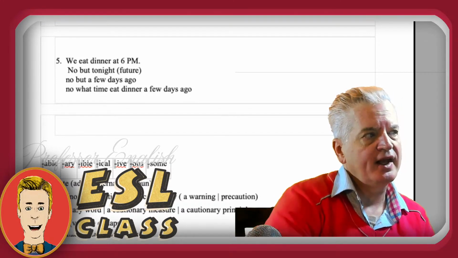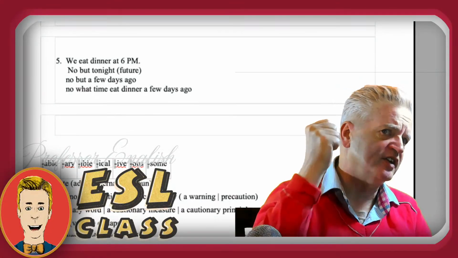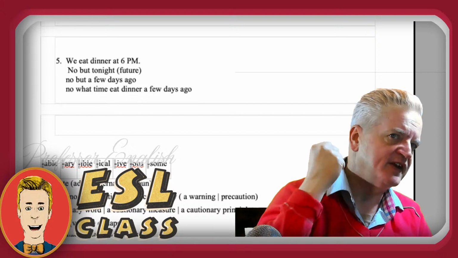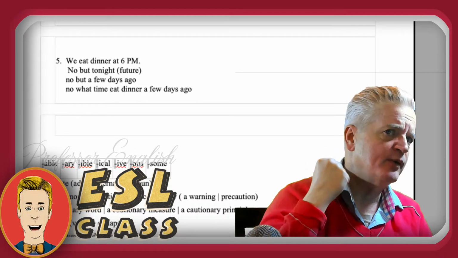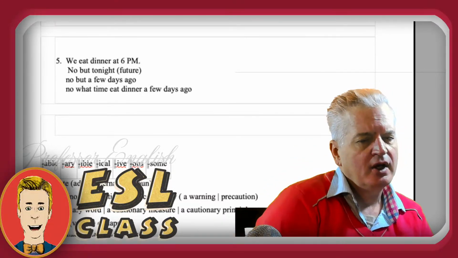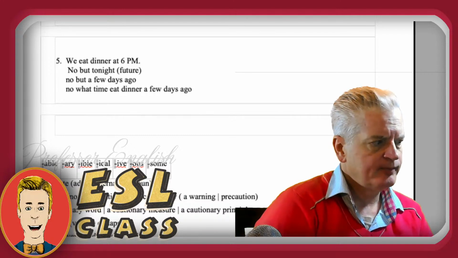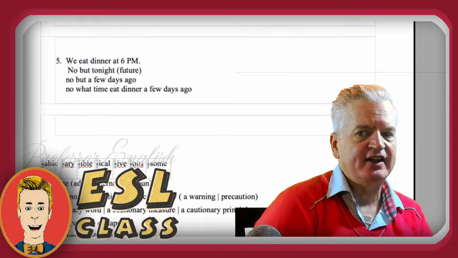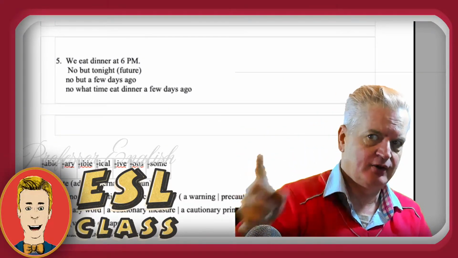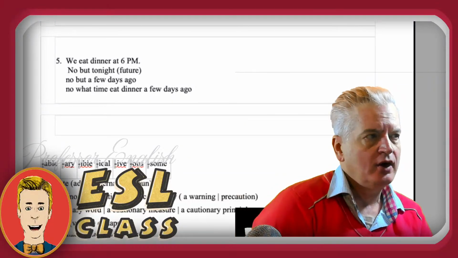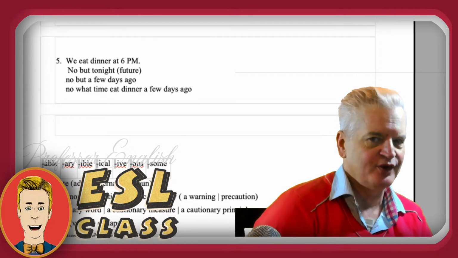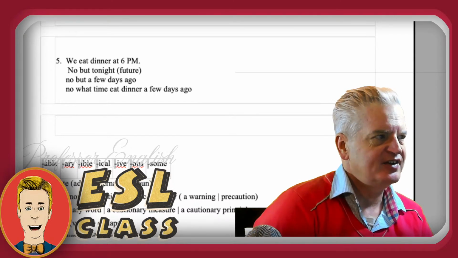Okay. Can you make, let's say, but a few days ago, that means maybe 2 days in the past. Ago means in the past. A few days ago, how will you tell me eat dinner at 6 a few days ago? What is the past of eat? Ate. We ate. And again, we have this we plus ate. You have to say we ate. We ate dinner a few days ago at 6. Or we ate dinner at 6 a few days ago.